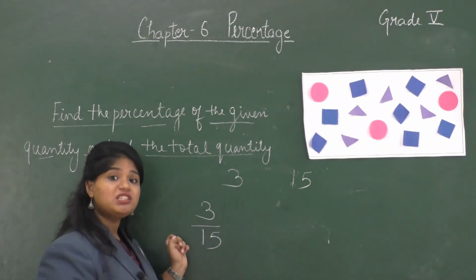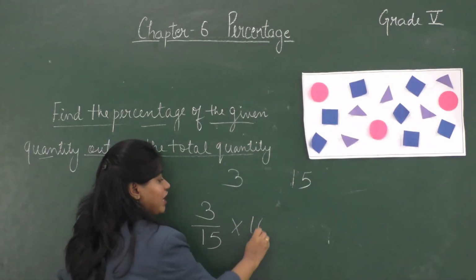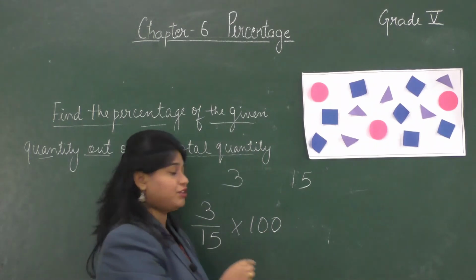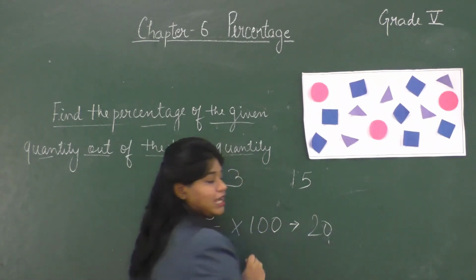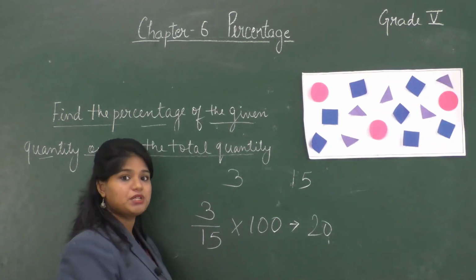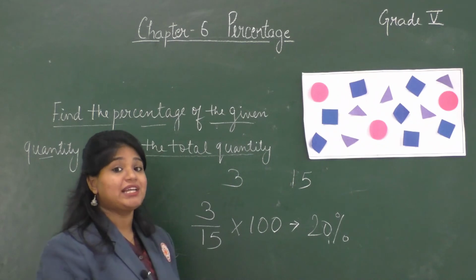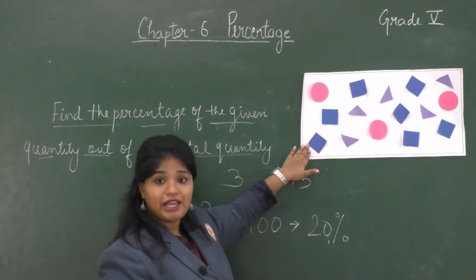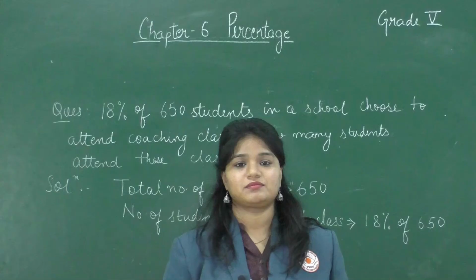Now I will convert this fraction into a percentage. How will I do it? I will multiply this fraction by 100. When I simplify it, I get the answer as 20. Since we are converting it into a percentage, I will add the percentage sign. So I can say that in this entire set of shapes, 20% of the shapes are circles.